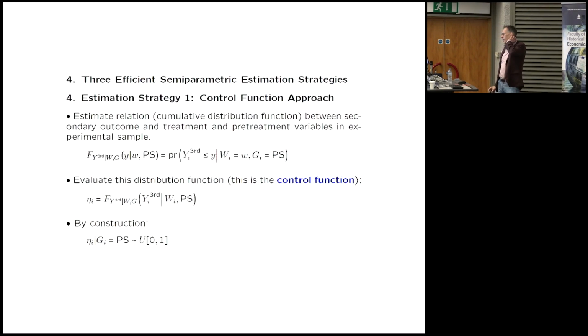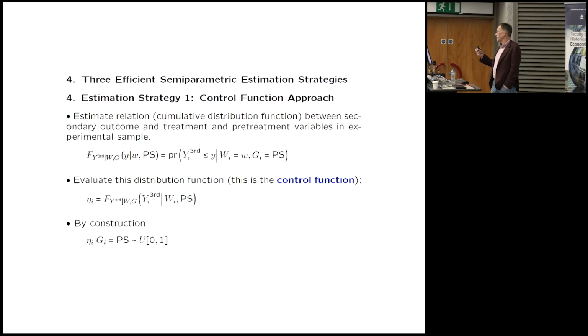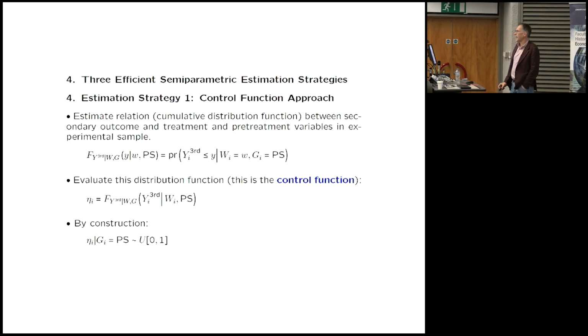Now, given that, how can you actually implement that? There's sort of three ways of getting efficient estimators for that. And they're kind of helpful for understanding what's going on. One is a control function approach, where you essentially try to estimate that unobserved confounder.